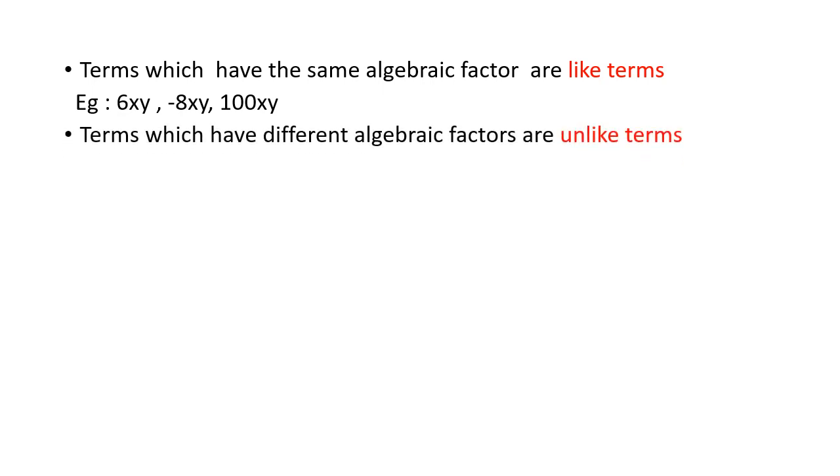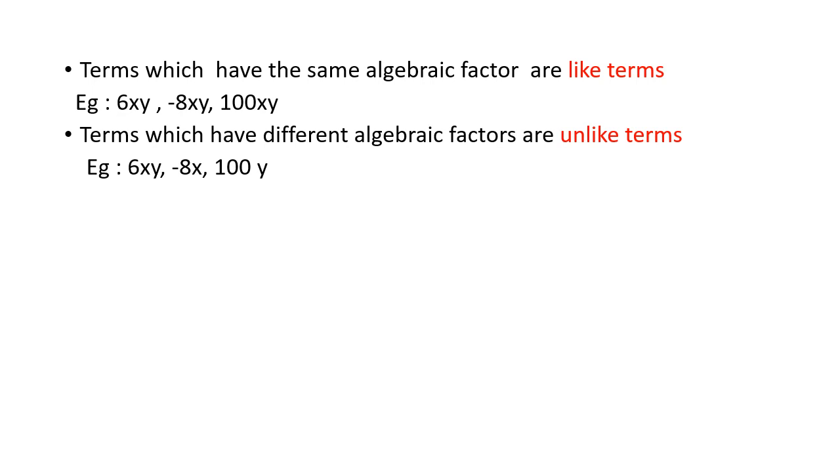Terms which have different algebraic factors, different variables, are unlike terms. Okay, see the example: 6xy, minus 8x, 100y. You may think, oh, xy, it is like that, right? But if a term has xy, then all the remaining terms must have only xy. Only then can we call them like terms. But here, the first term is xy, the second term is x, and the third term is y. So they are unlike, right?